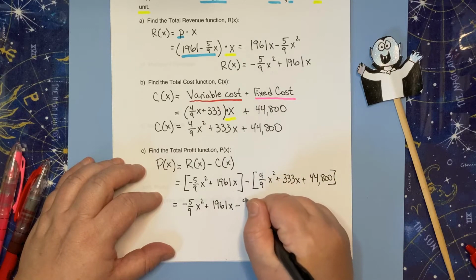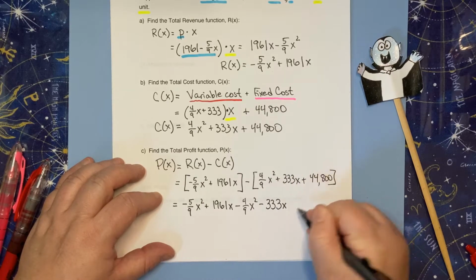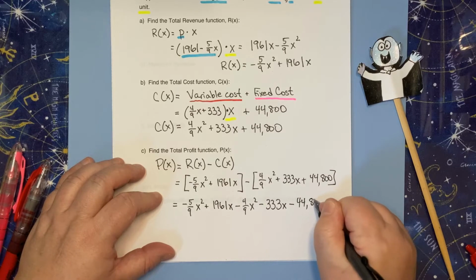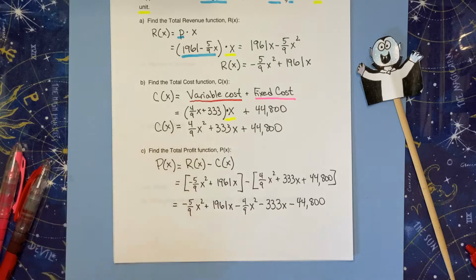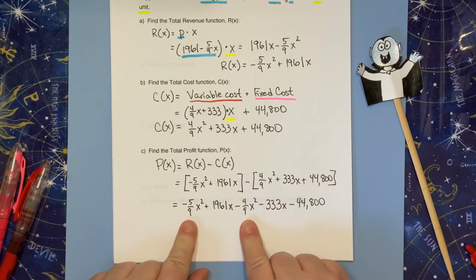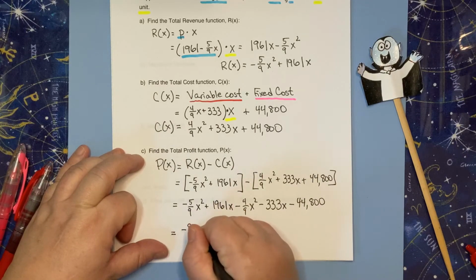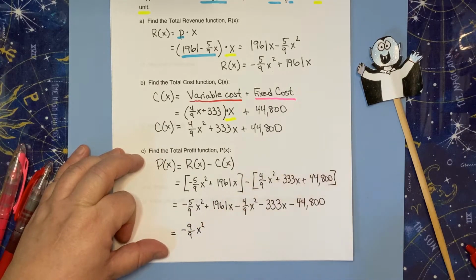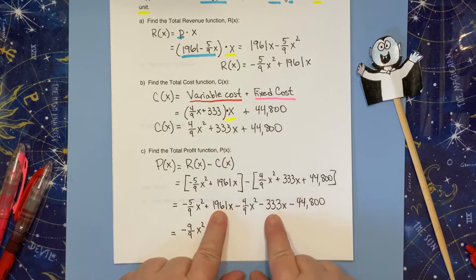So I get negative 4/9 x squared minus 333x minus 44,800. Okay, so all of those are negative. And then what's nice is I see that these are both negatives. And I've got negative 5/9 x squared minus 4/9 x squared. So altogether, I've got negative 9/9 x squared. Okay, so those two go together. Then the x's, I've got 1961x minus 333x.